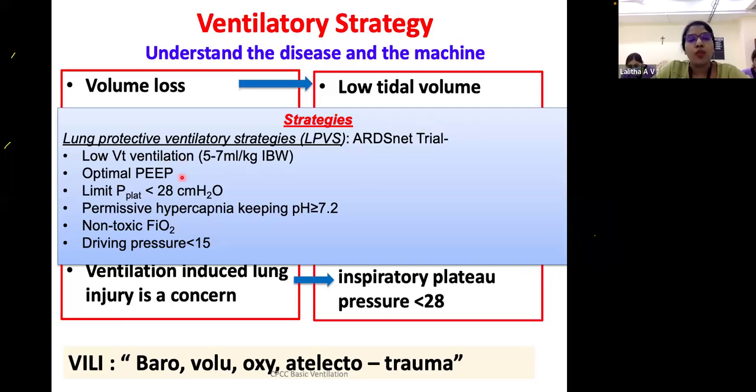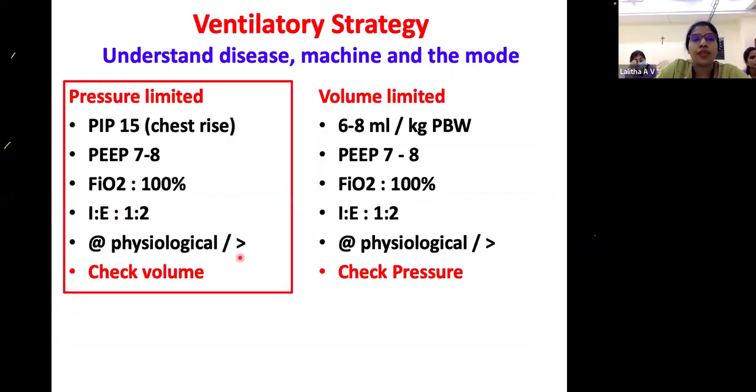A low tidal volume, optimal PEEP, plateau pressure less than 28. While doing all of this, the CO2 can increase. That is the problem when we are ventilating with low tidal volume. But if the pH is okay, the pH is more than 7.2 and there is no raised ICP, or you're not dealing with a child with cerebral edema, you can very well accept high CO2 provided the pH is more than 7.2. Non-toxic FiO2, as I said earlier. So do not keep 100% FiO2. Try to decrease to less than 60% and limit your driving pressure less than 15.